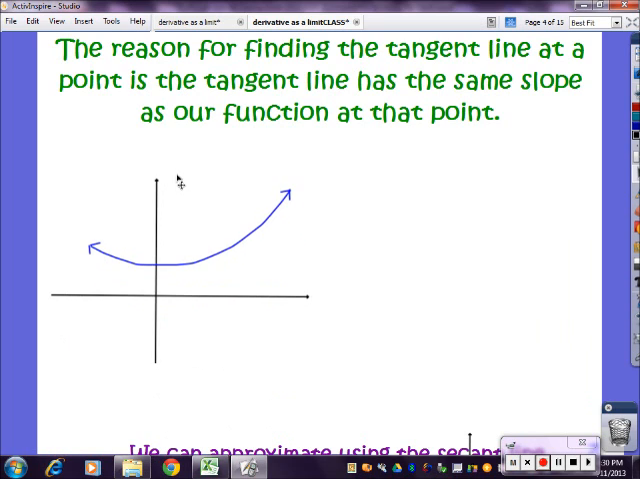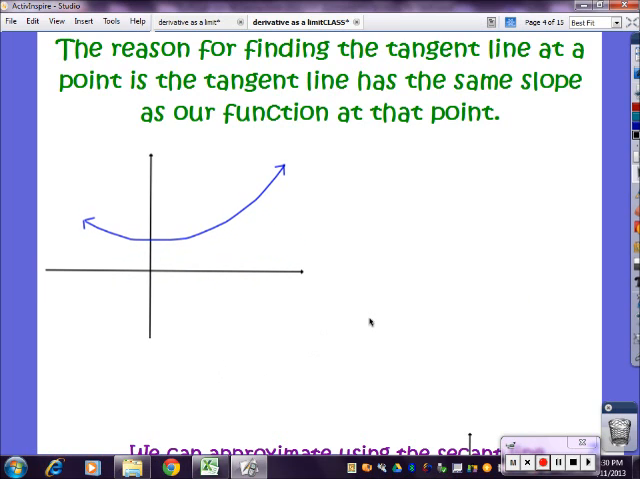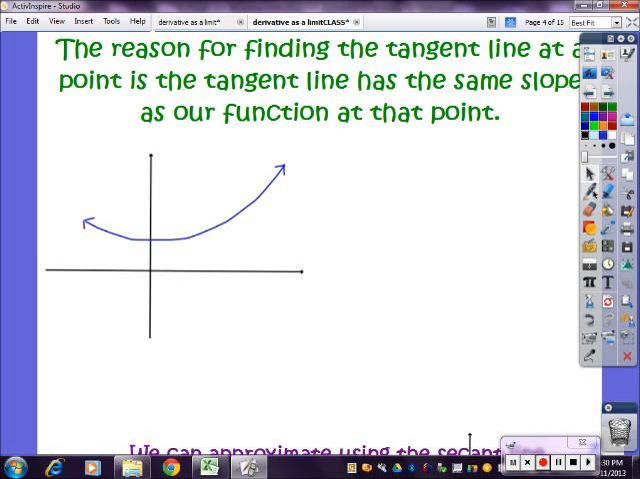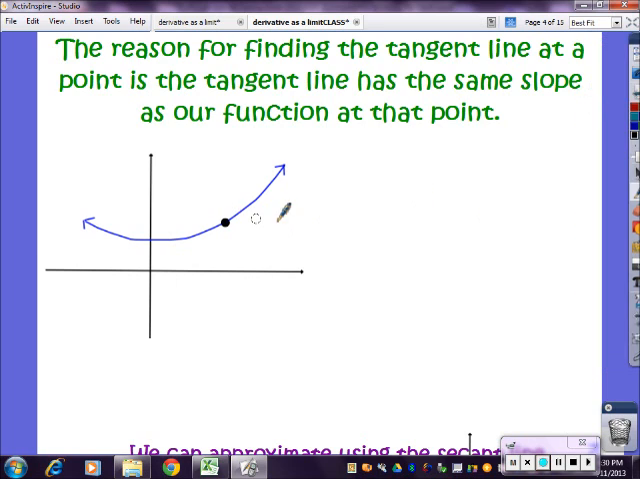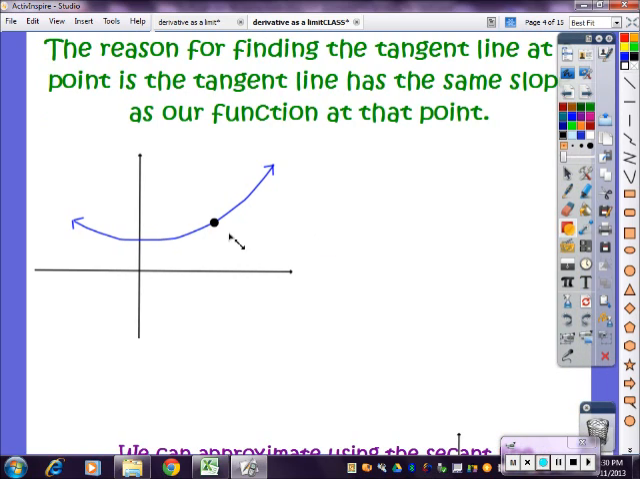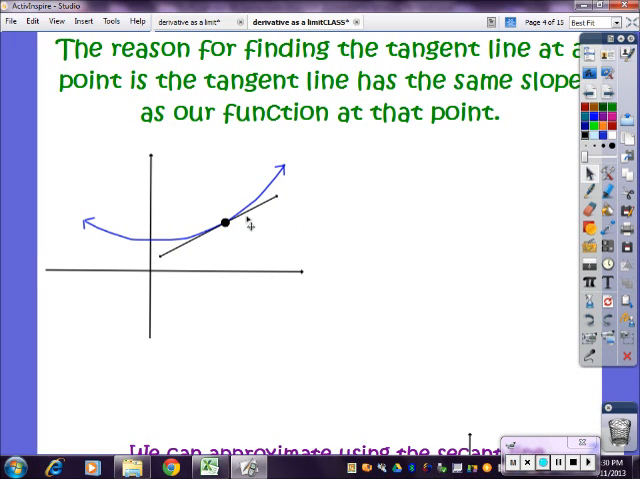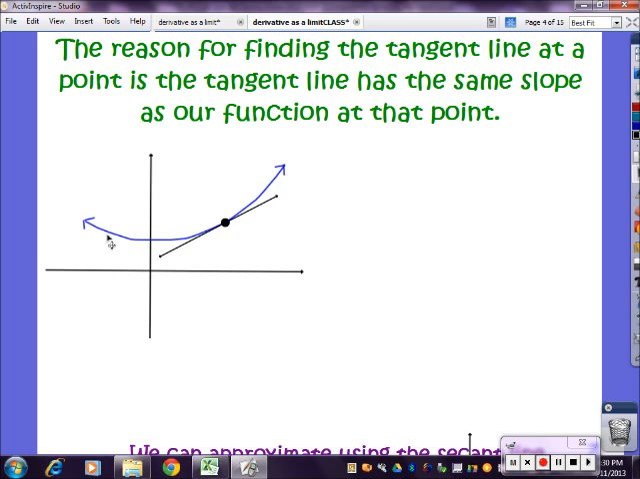So if we have a function that's a curve, like this for example, remember the tangent line is a line that only touches the curve at one point. If I drew an example, there would be my point, and then the tangent line would only cross or touch my curve at that one point. And it just so happens to also have the same slope as my curve at that point. Since the curve is not linear, I can't just count rise over run to find the slope. So if I want to find the slope, I use the tangent line.